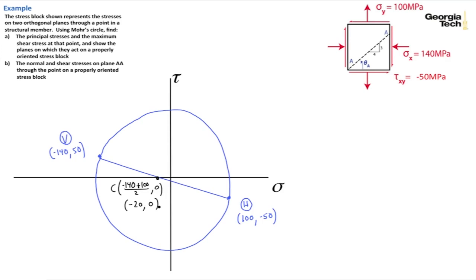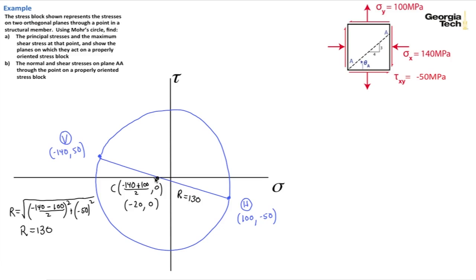Okay, now let's go ahead and do the radius, and we had the equation for the radius from last time. It was the square root of sigma sub x, which is minus 140, minus sigma sub y, so that's minus 100 over 2, and that quantity is squared, plus the shear stress, which is minus 50 squared. And what we get for a radius is 130. And so our radius of our circle is 130.